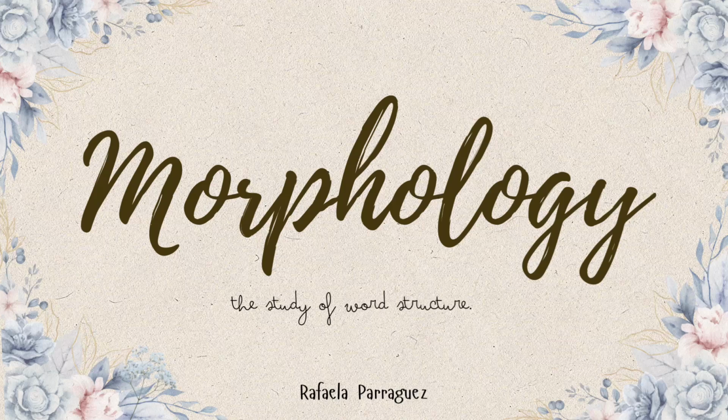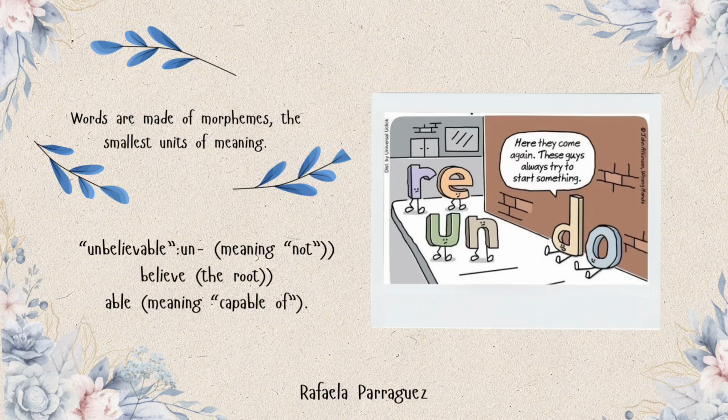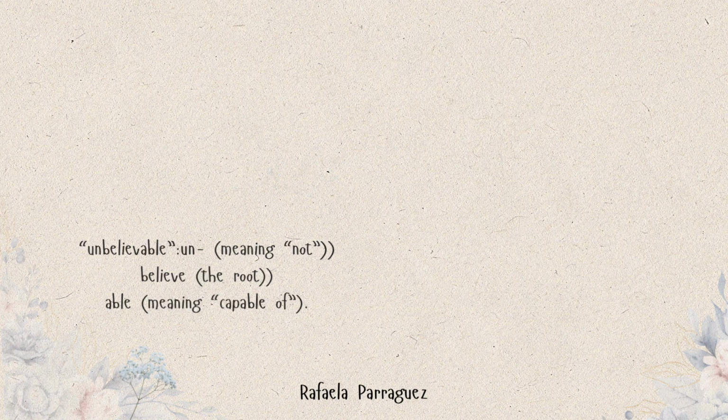Now let's move to morphology, the study of word structure. Words are made of morphemes, the smallest units of meaning. Take the word unbelievable. It contains three morphemes. Un meaning not, believe, the root, and able meaning capable of. Morphology explains how we create new words like turning happy into unhappiness or teach into teacher.